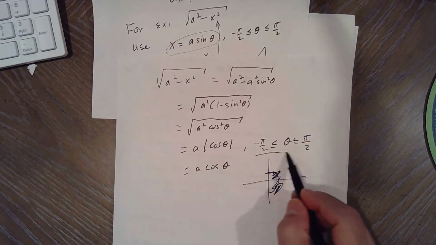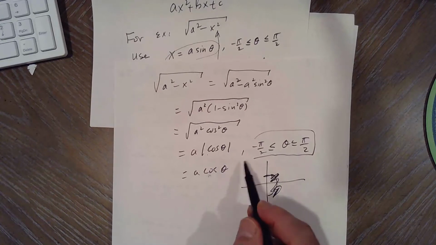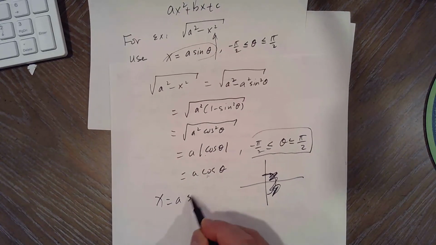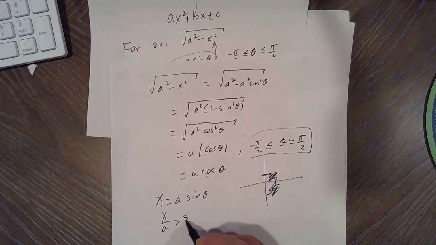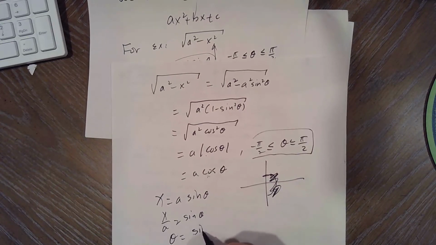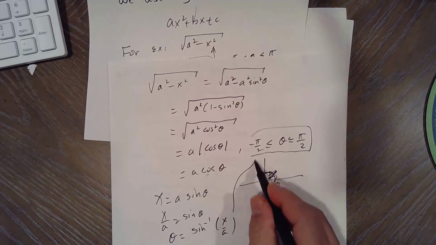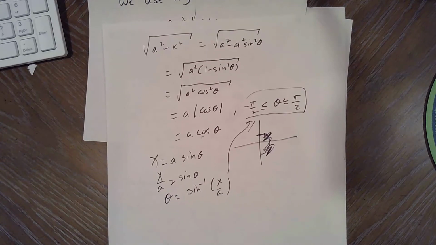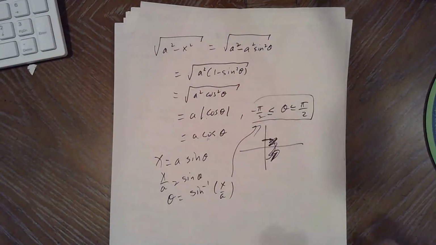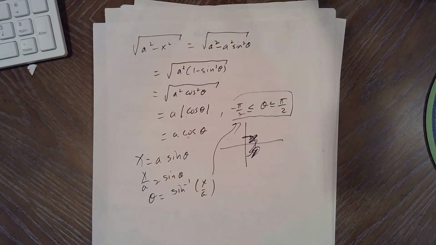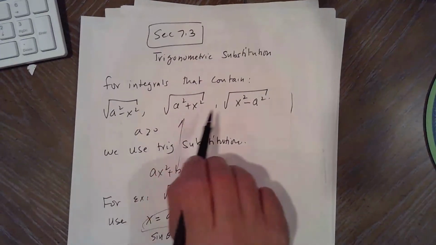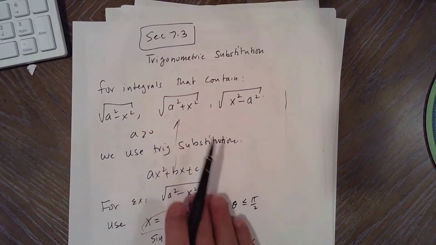So there are two reasons why we restrict this. First, you can get rid of the absolute value, and second, since x equals a sine theta, if we want to solve for theta, theta is sine inverse of x over a, and that's why we need to restrict the domain of sine, because we need to get an inverse. If you recall trig, we can only get an inverse function if we restrict the function to be one-to-one. Now, which trig substitution do we use? Remember, there are three cases, and for each one we use a different substitution. For this one, obviously, we use x equals a sine theta.